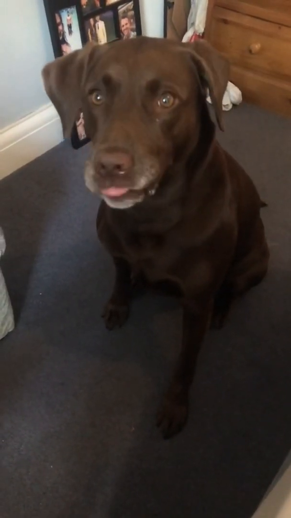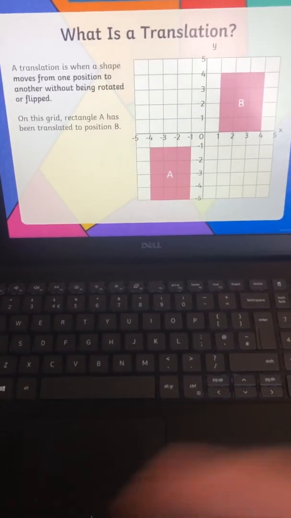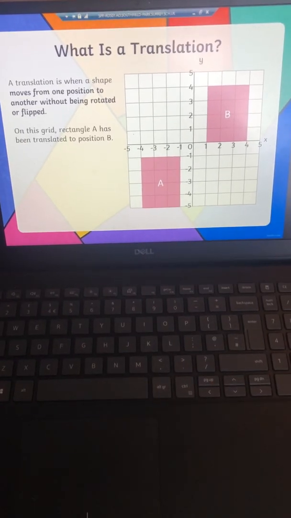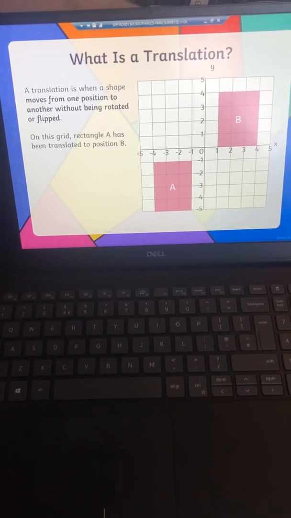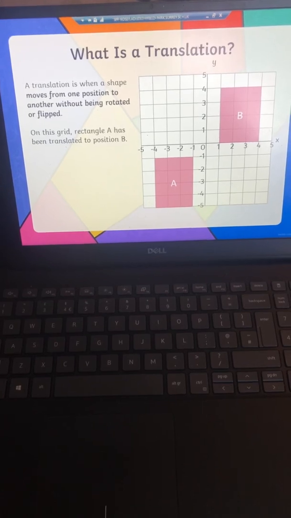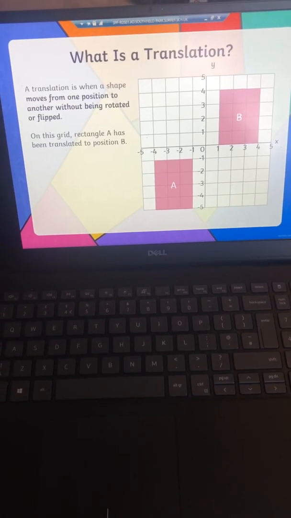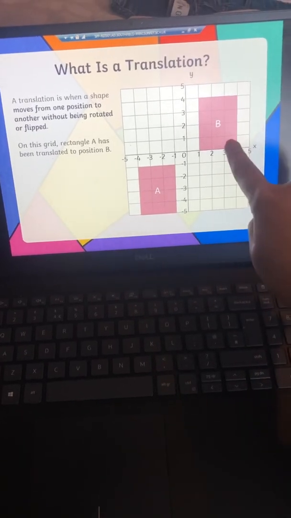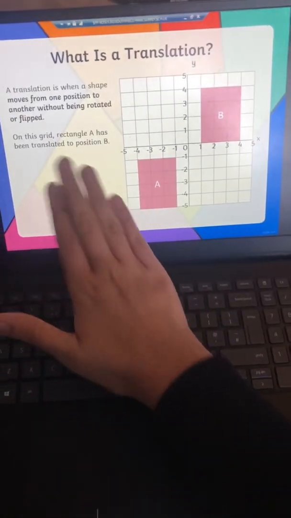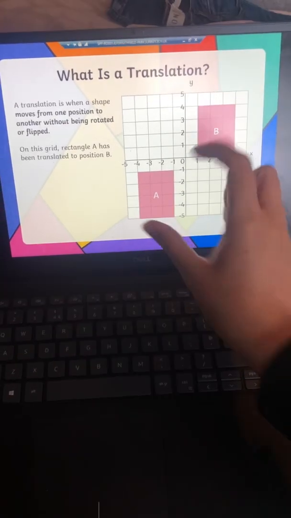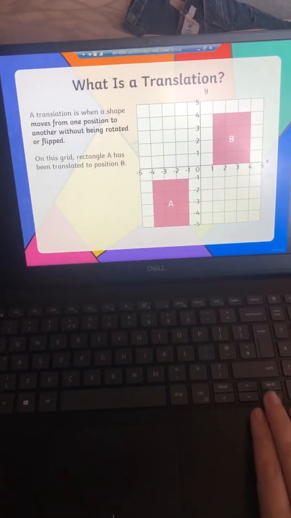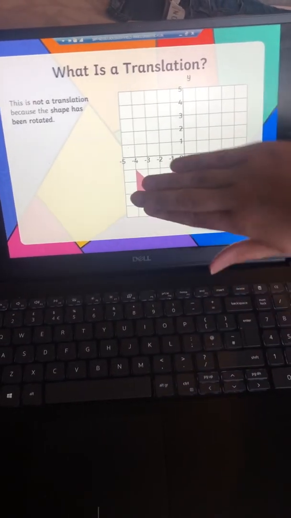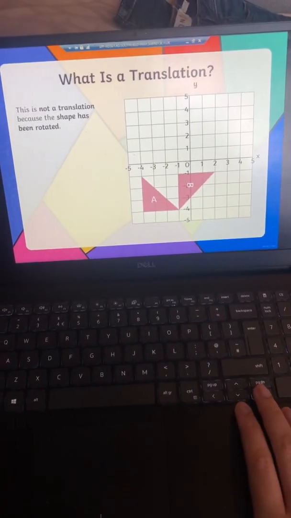Right, sit. You ready to learn about translation? Good girl. So, as we already know from doing translation in Year 5 already, a lot of you might remember that a translation is when a shape moves from one position to another without being rotated or flipped. So, for example, on this grid, it has moved from A to B, and I haven't flipped it, I haven't turned it round, it's just moved from A to B. So for example, this one is not a translation because the triangle has turned around.